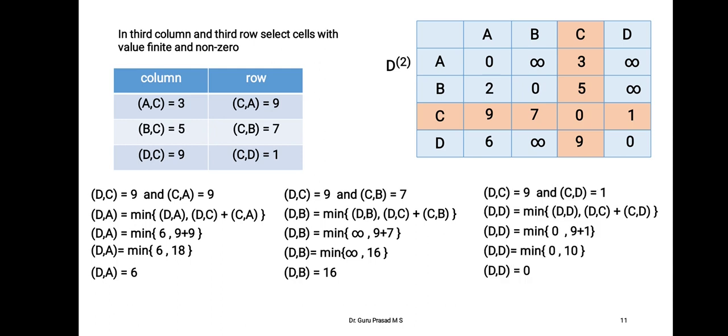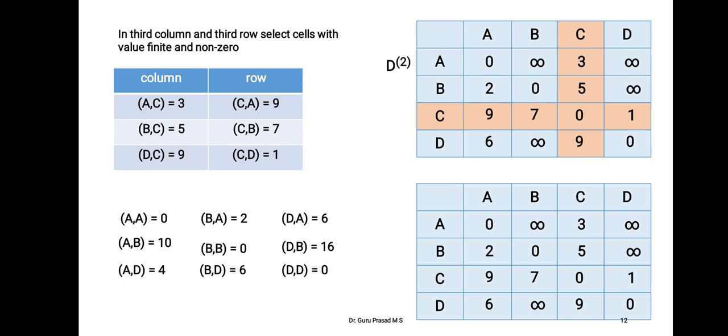Okay, next you have to compute D comma C equal to 9, that is the column last value, and C comma D equal to 1, that is the row last value. Okay, you have to find out the shortest path between D comma D. Okay, you have to write the equation and you have to substitute the values. Okay, we got D comma D equal to 0.